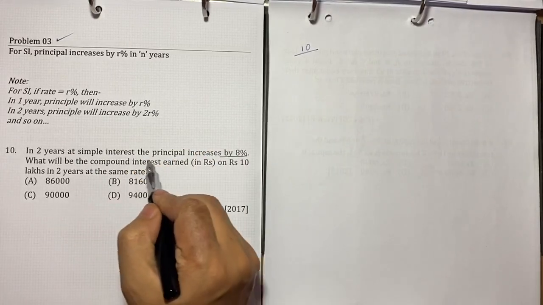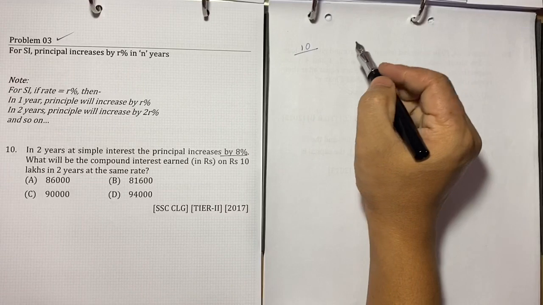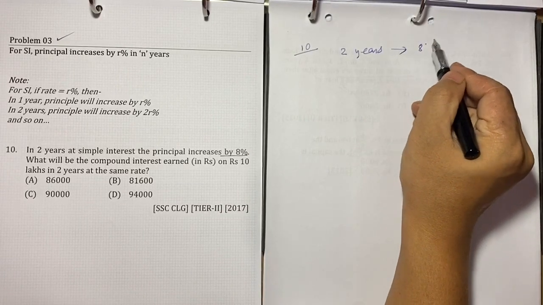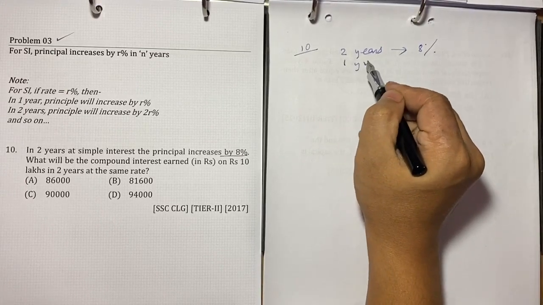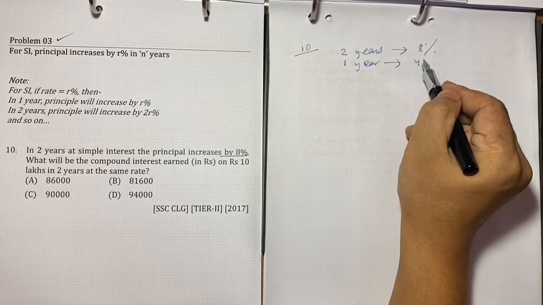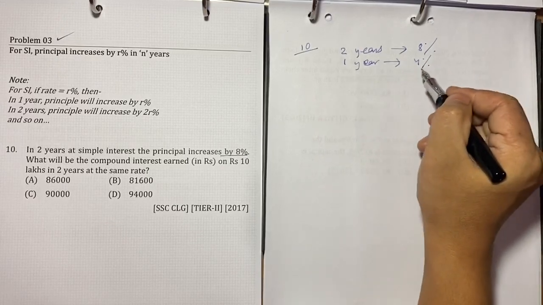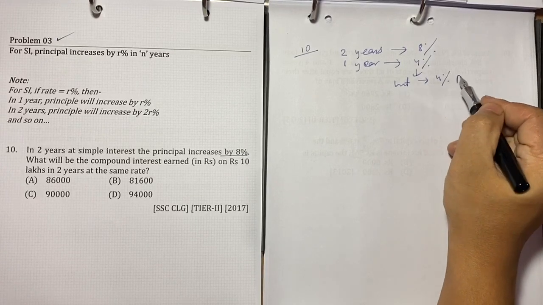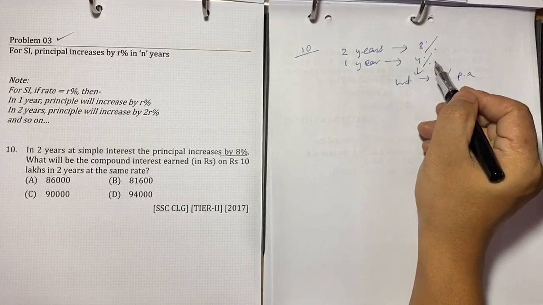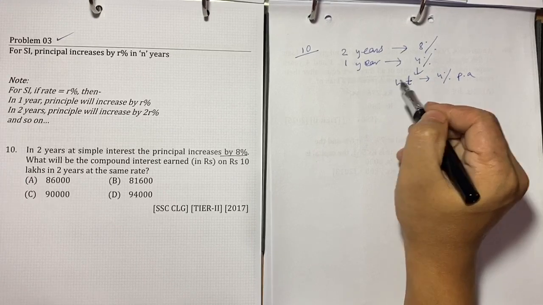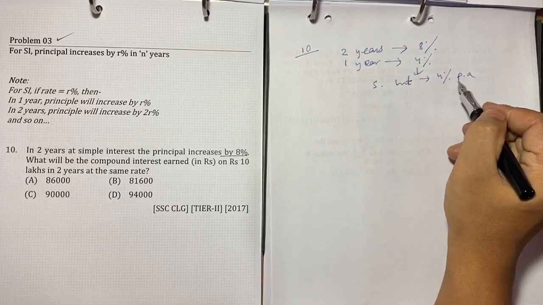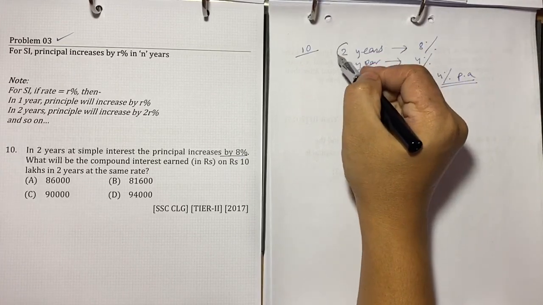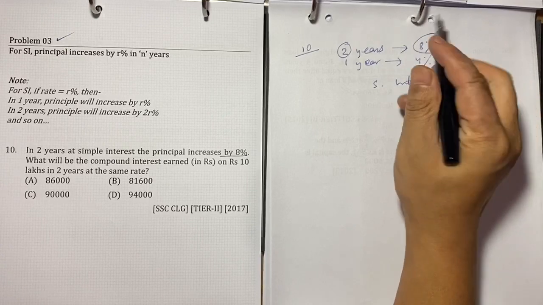At simple interest, the principal increased by 2 years, increased by 8%. So 1 year increases by 4%. The rate of interest is 4% per year, per annum. So 2 years is 8% interest.